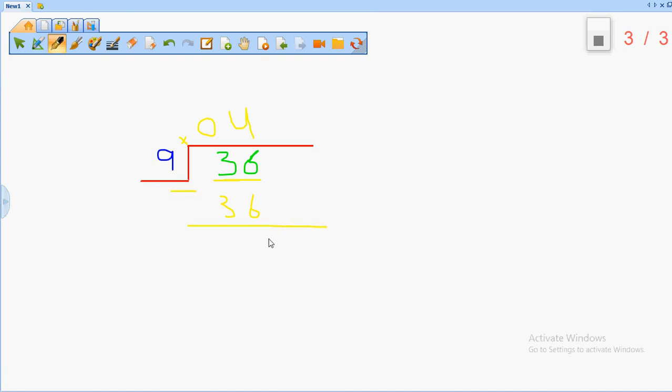And when I subtract them, 6 minus 6 is 0. And 3 minus 3 is 0. So the answer is 0, 4. Or I can say it's 4, because any zeros to the left side don't matter. They will not change the value of the quotient.